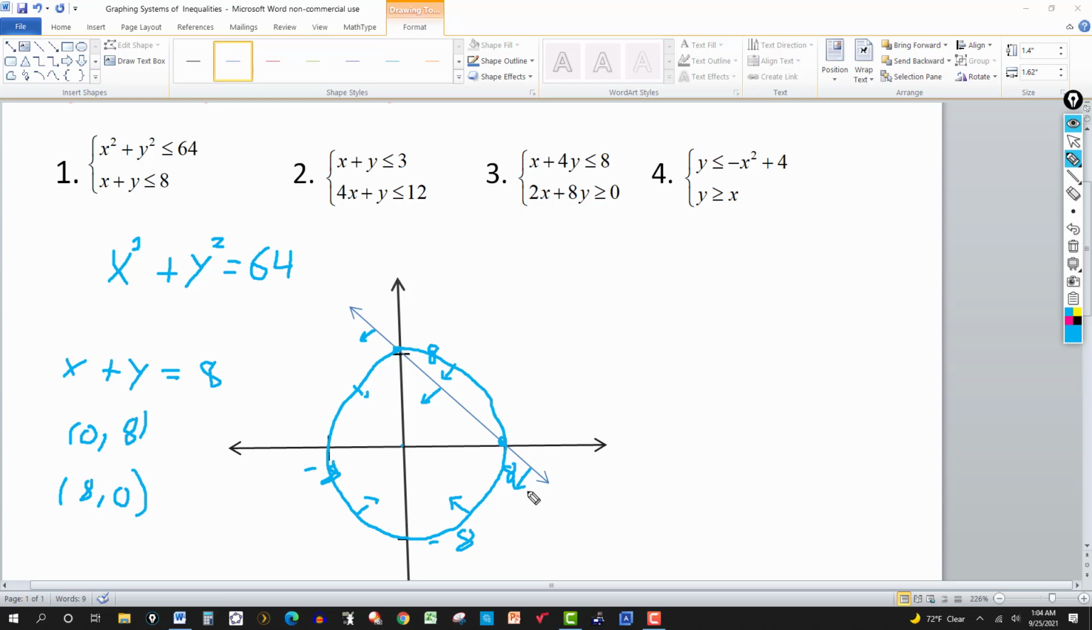And for the first one, the inequality that represents a circle for the boundary, the region is inside the circle. So I'm shading everything inside the circle and everything below the line. Where's the intersection? Well, let's see, it falls right in here.